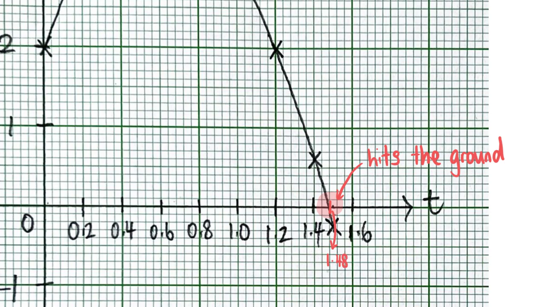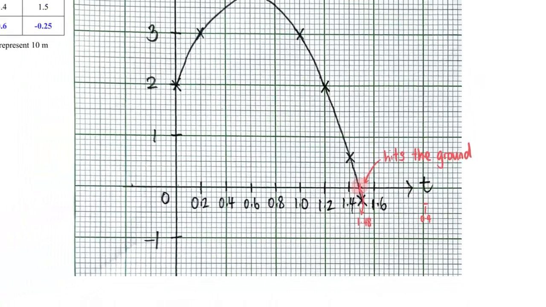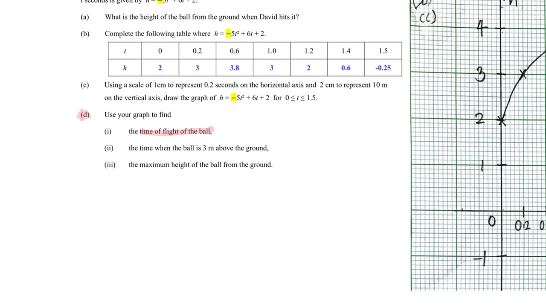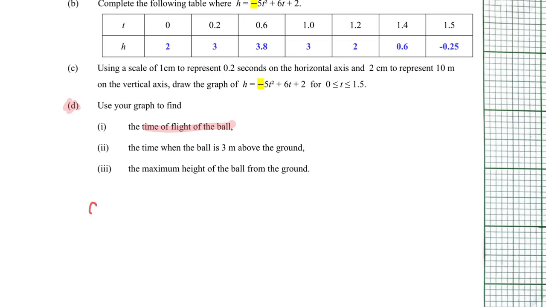Alright, each small square, I shall do it at the side, each small square represents 0.4 interval units. Okay, so this is 0.4, 0.8, and therefore I would have gotten my first answer for D part 1. The time that is required is 1.48 seconds.